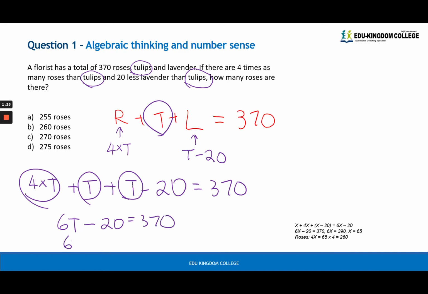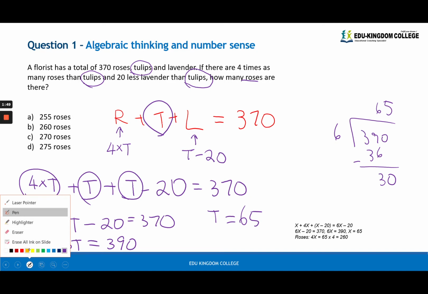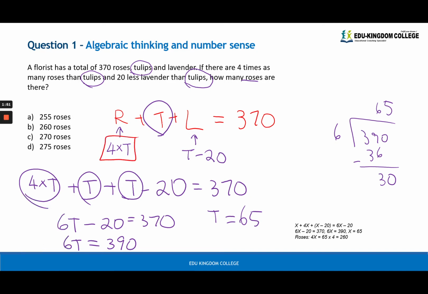Move the 20 over to the other side. 6 tulips is 390, like your plus. So then 1 tulip is how much? Well, we're going to do 390 divided by 6. 6 goes into 39 6 times, 36, minus, you get 3, 5. 1 tulip, there's 65 tulips. How many roses are there? Well, let's check. Roses, we said, was 4 lots of tulips. So we can do 65 times 4. 6 fours are 24, 26. Roses equals 260, which is B.